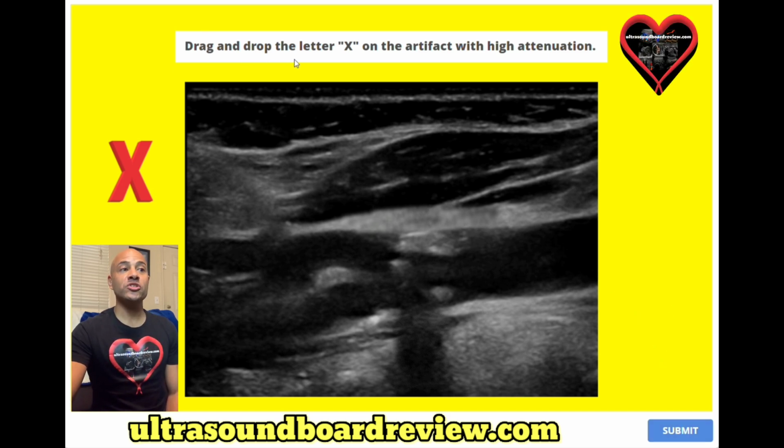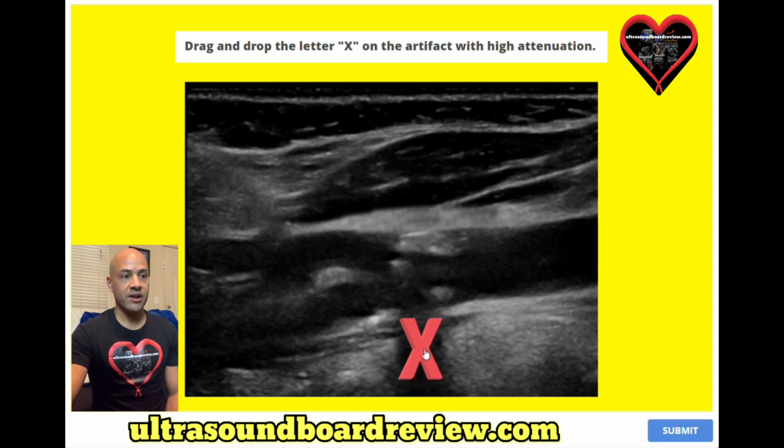Question 77. Drag and drop the letter X on the artifact with high attenuation. So where would you put this X on your image? The high attenuation is referring to the shadowing in the image, which is right here. So you'll just put your X right there.